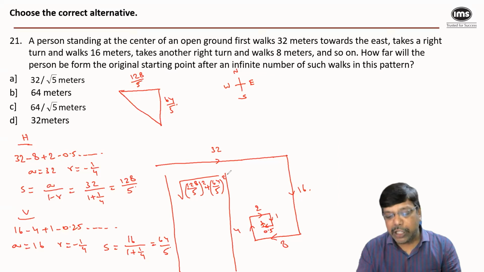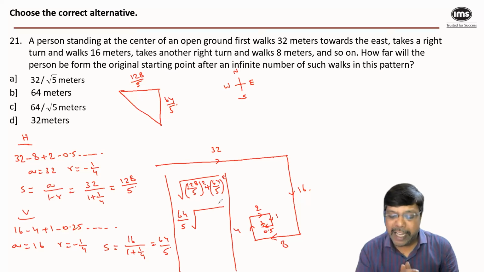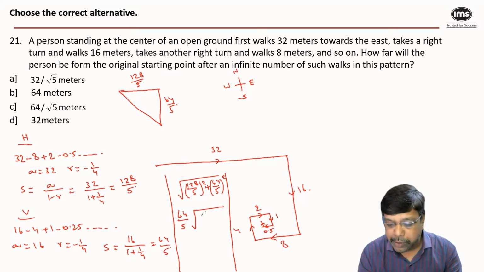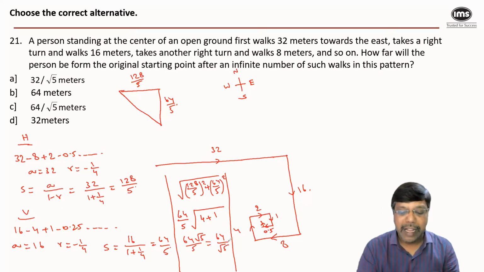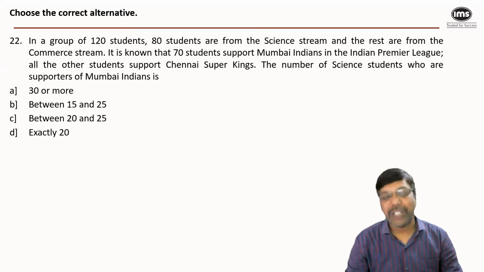Now, if I take 64 by 5 whole square common, then it comes out of the root and becomes 64 by 5 into root of. Now, 128 can be written as 64 into 2. So there's a 2 square over there. So 4 plus 1, 5. So it is 64 into root 5 by 5, or the same can be written as 64 by root 5. Answer option C. Now let's look at the 22nd question.